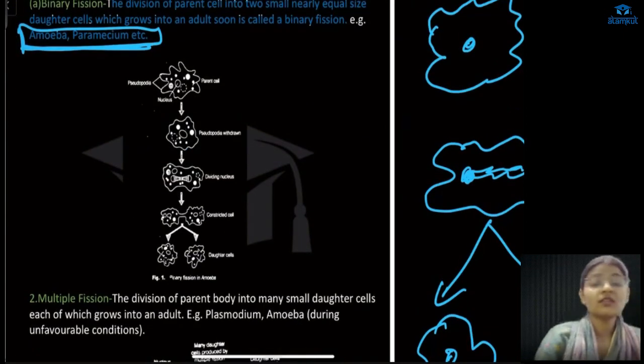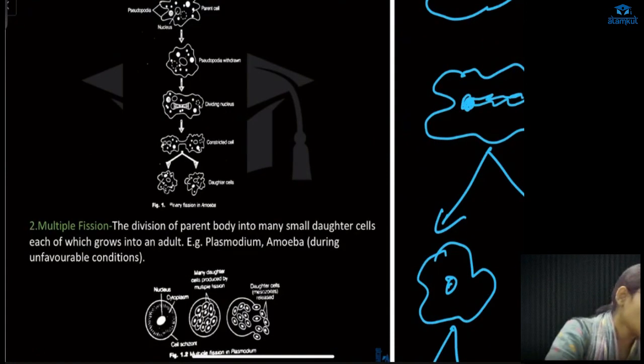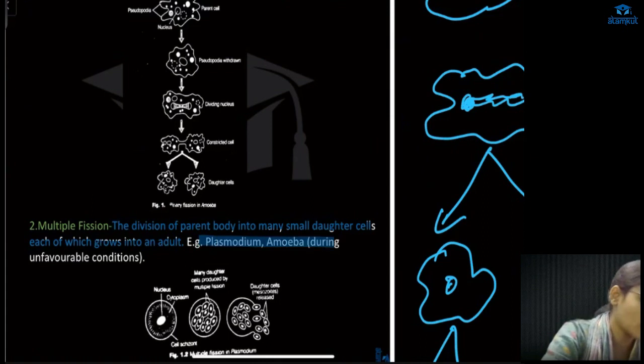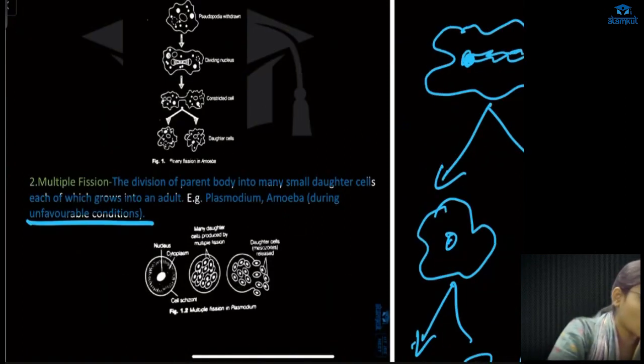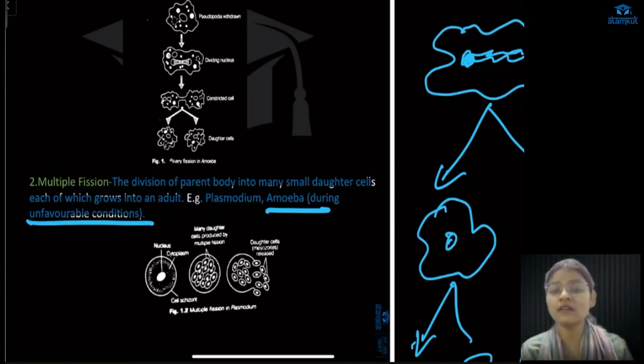Binary fission results in equal distribution of the parent cell, and multiple fission does not involve equal distribution. Some cells can be smaller, some larger. What is multiple fission? The division of the parent body into many small daughter cells, each of which grows into an adult after some time. An example is Plasmodium, and amoeba during unfavorable conditions. During favorable conditions, amoeba always follows binary fission, but in unfavorable conditions it can follow multiple fission also. They develop a cyst around their body, and after the cyst breaks, a large number of smaller daughter cells are produced. This is called multiple fission.